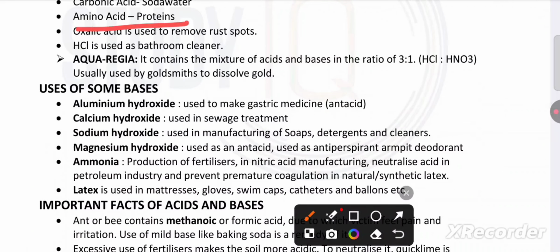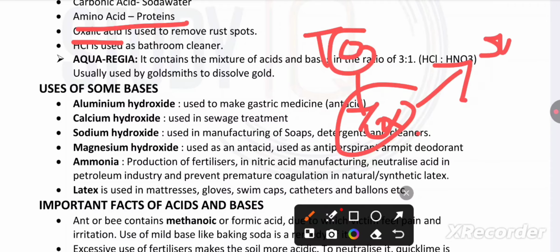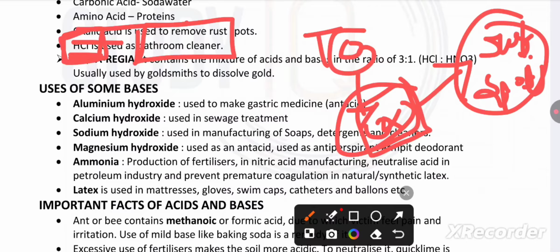Amino acids, we know protein. Oxalic acid, tomato. This is used to remove rust spots. Rust spots, oxalic acid. HCl is used as a bathroom cleaner. My friend works in an HCl company as a bathroom cleaner. HCl, bathroom cleaner.